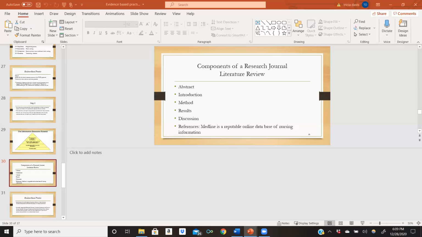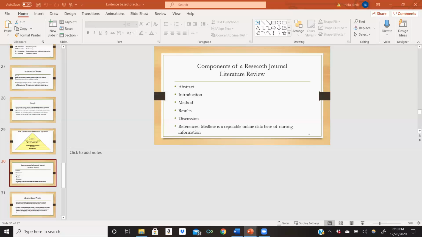The discussion section reports what the results mean in regard to the purpose of the study and the literature review. It may also include suggestions for further research and application to your nursing education or your practice as deemed appropriate. You have your references. The references are always at the end of the article, and they include a list of articles and books that were used by you, the researcher.